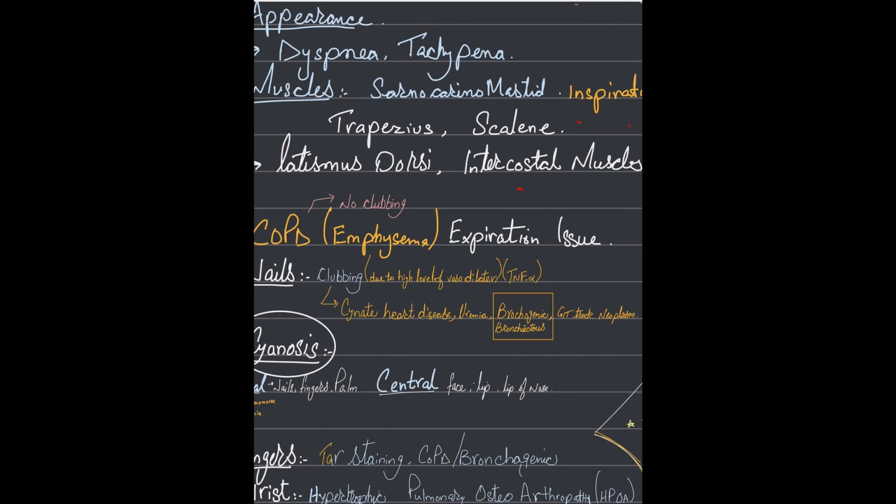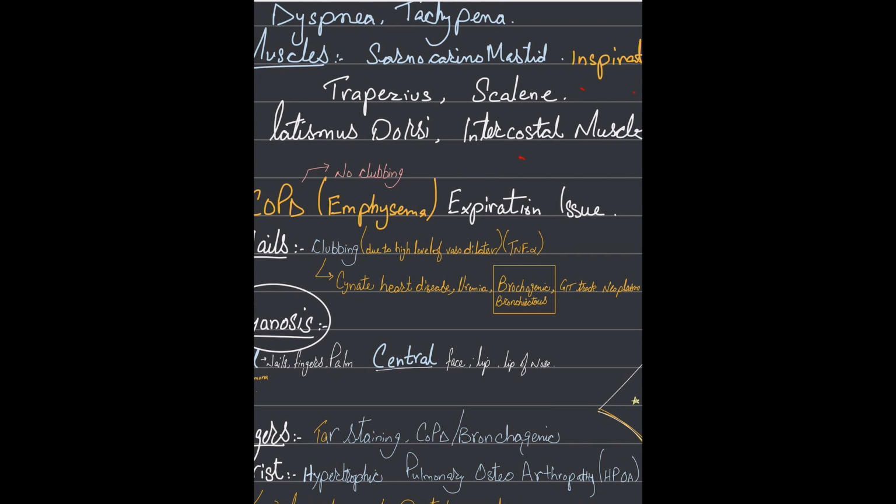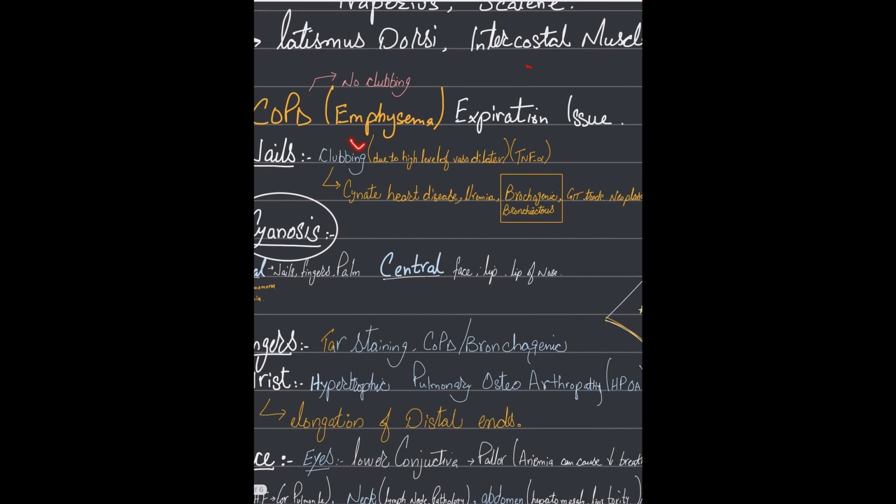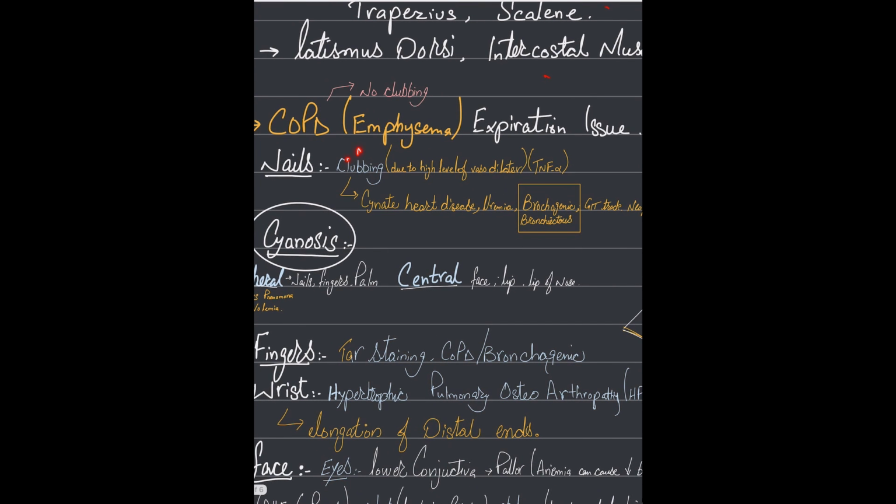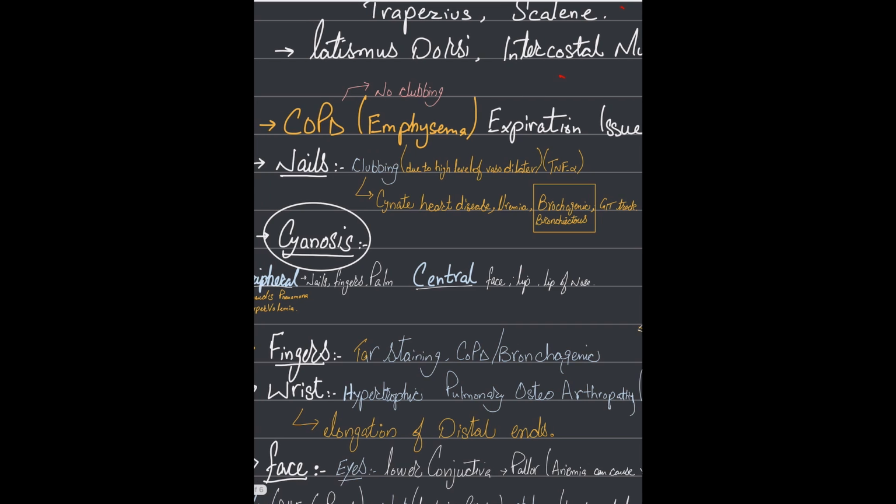Clubbing you can mostly see due to a high level of vasodilators, especially tumor necrosis factor alpha. Which other diseases can you see it in? Cyanotic heart disease, uremia, bronchogenic carcinoma and bronchiectasis, GI tract diseases, and neoplastic issues. You can see this clubbing. So this is a key point you have to understand.